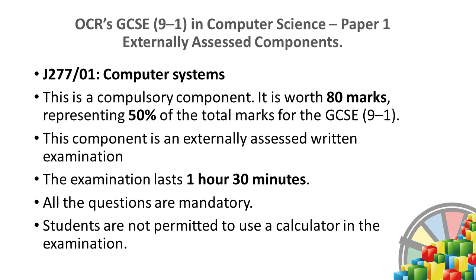Paper 1, which is computer systems, is a compulsory component and is worth 80 marks, representing 50% of the total marks for the GCSE qualification. This component is externally assessed and is a written exam. The duration of the exam is 1 hour 30 minutes and all questions are mandatory. In other words, students are encouraged to answer all questions. Students are also not permitted to use a calculator for this examination.